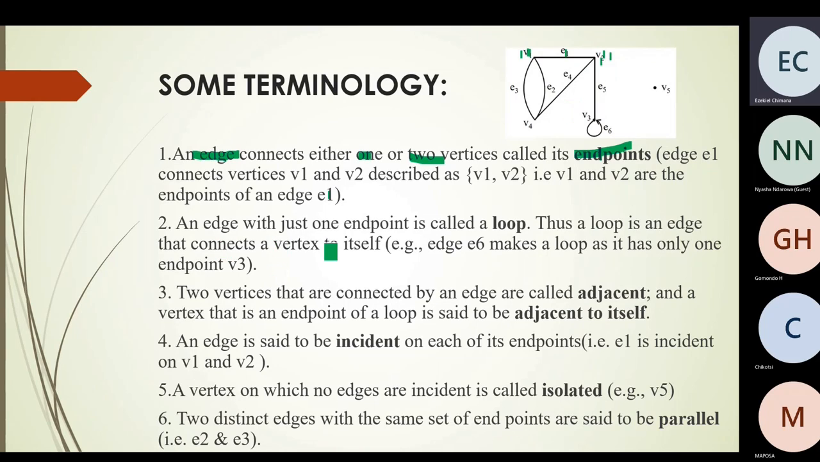So an edge with just one endpoint is called a loop. E1 is an edge, but there's also what we call a loop. A loop is also an edge, but it only has a single endpoint. Like here, it starts at V3 and ends at V3. So it's a loop. It's like it is going out as an out degree and then going back as an in degree at V3.